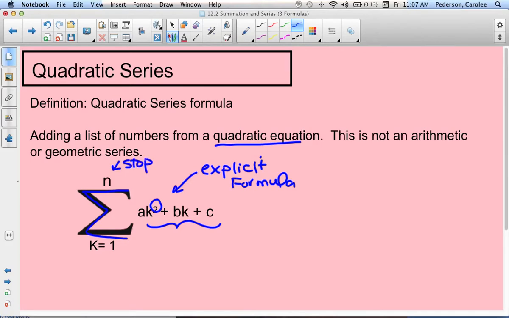This is not an arithmetic or geometric series. You can do this problem two ways. You can continue substituting in and find all the terms and add them up, or we'll show you a formula. So I'll show you both ways.